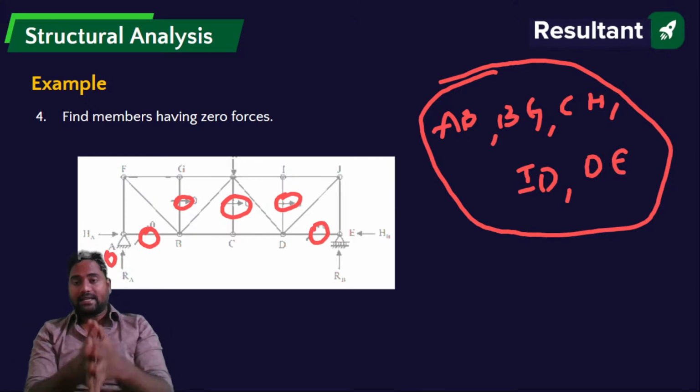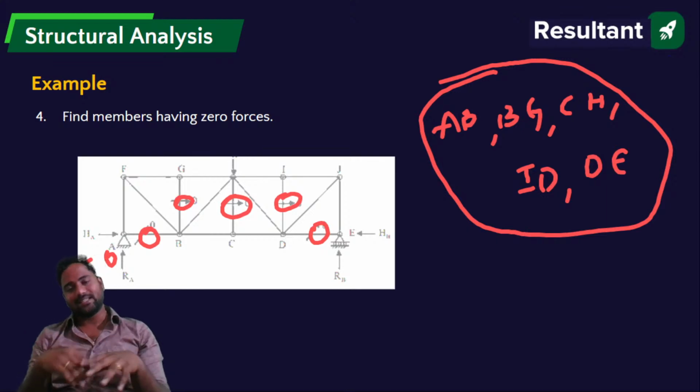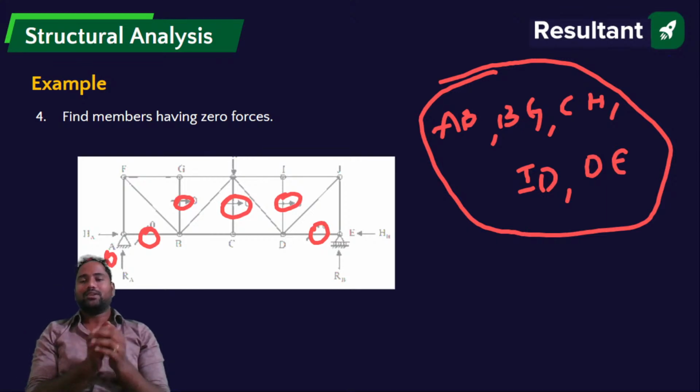So in today's class, I'll wind up the method of joints only. Method of sections I'll discuss later. Method of joints, once again, I'll rewind it for you. Here, equilibrium of joints is considered, and it is used only if there are two unknown forces.